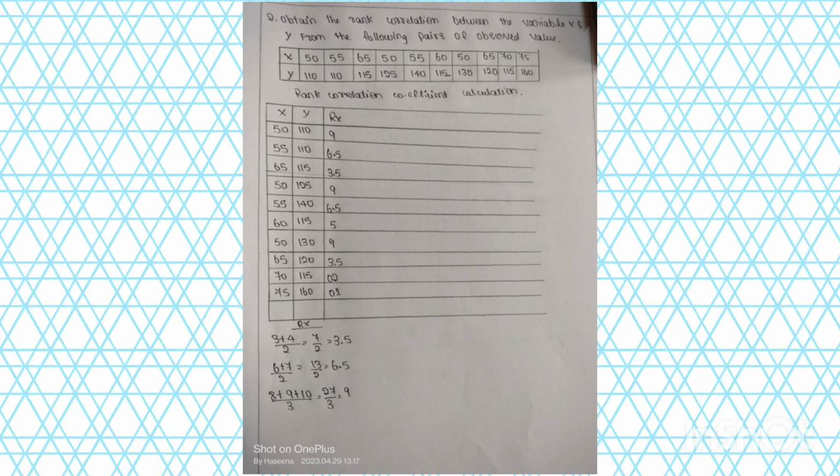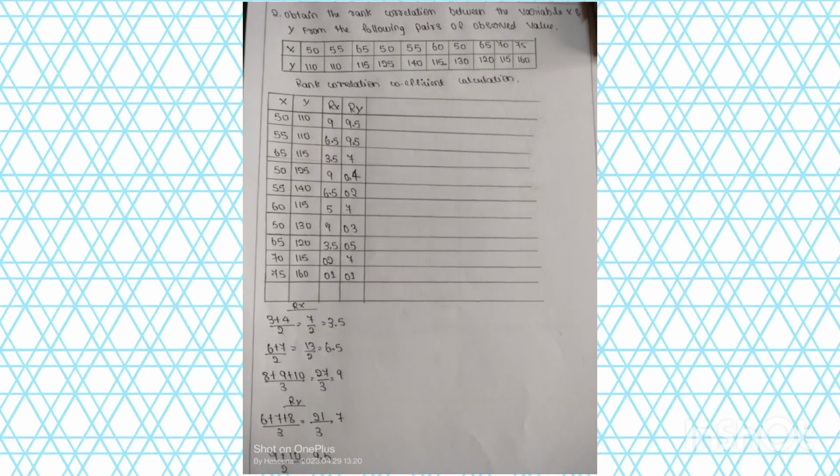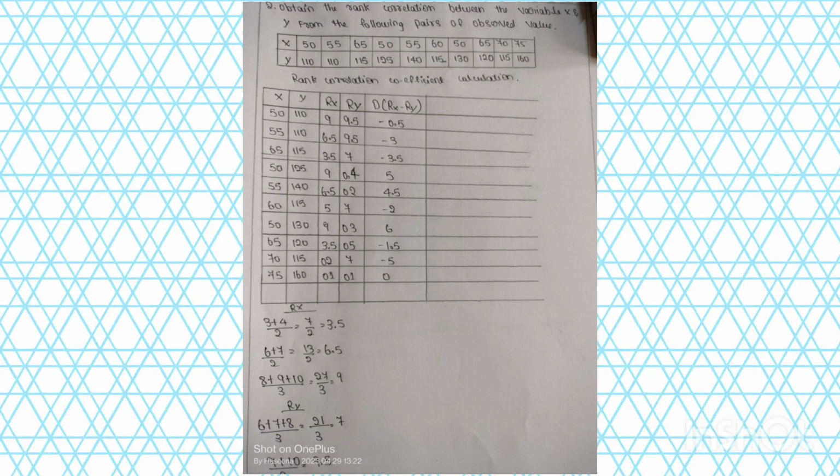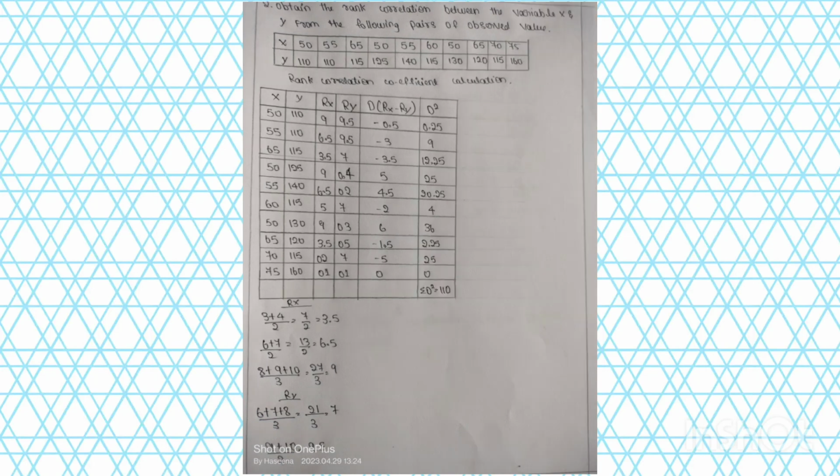We find Ry in the same manner as we found Rx. In Ry also, we will consider the values which are repeated and divide the sum of their ranks by the number of times they are repeated. We will get Ry. Next step is calculation of D. We will find the values by subtracting like in the previous different ranks problem. Now the next step will be D square. We will get this by squaring the D values, and it will give a sum of 110.